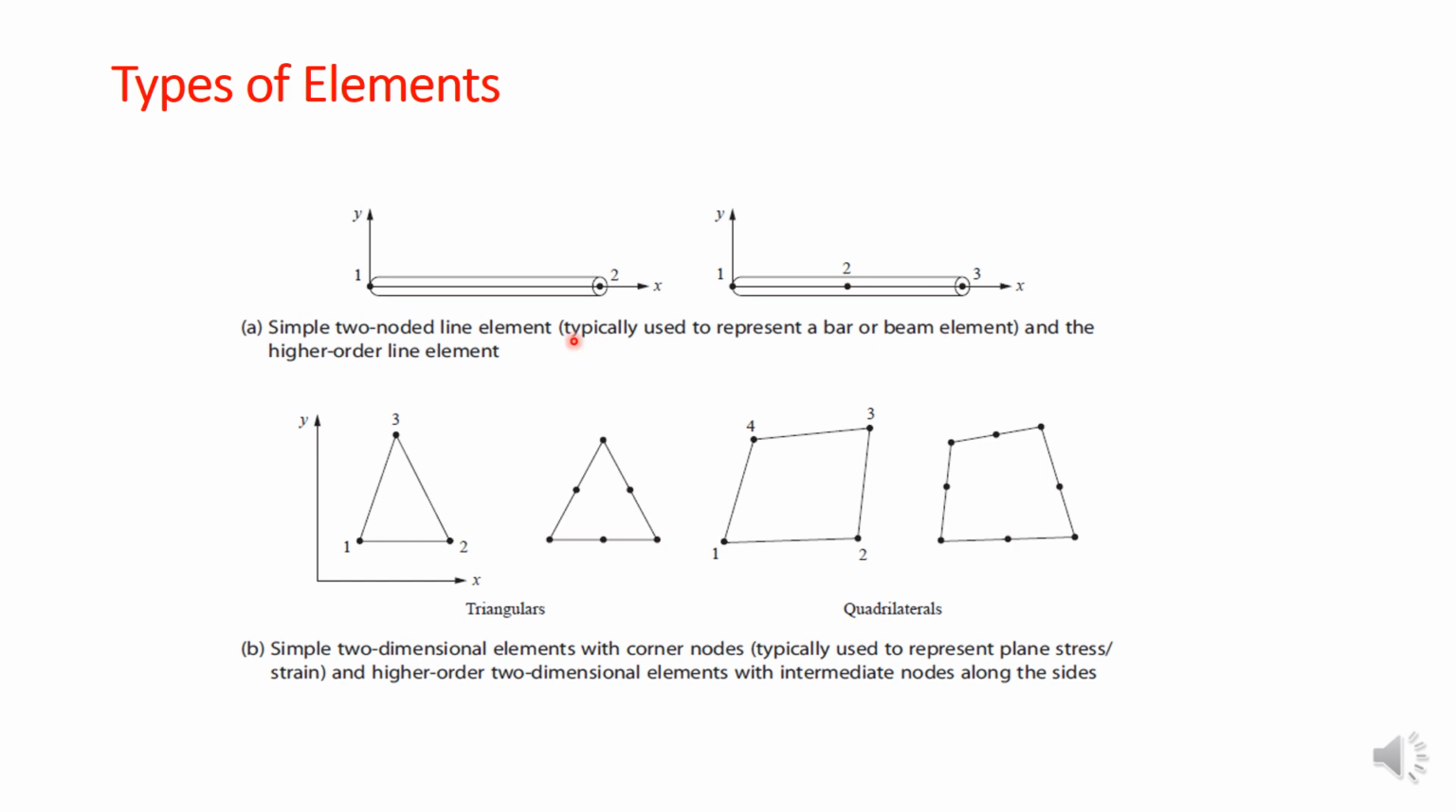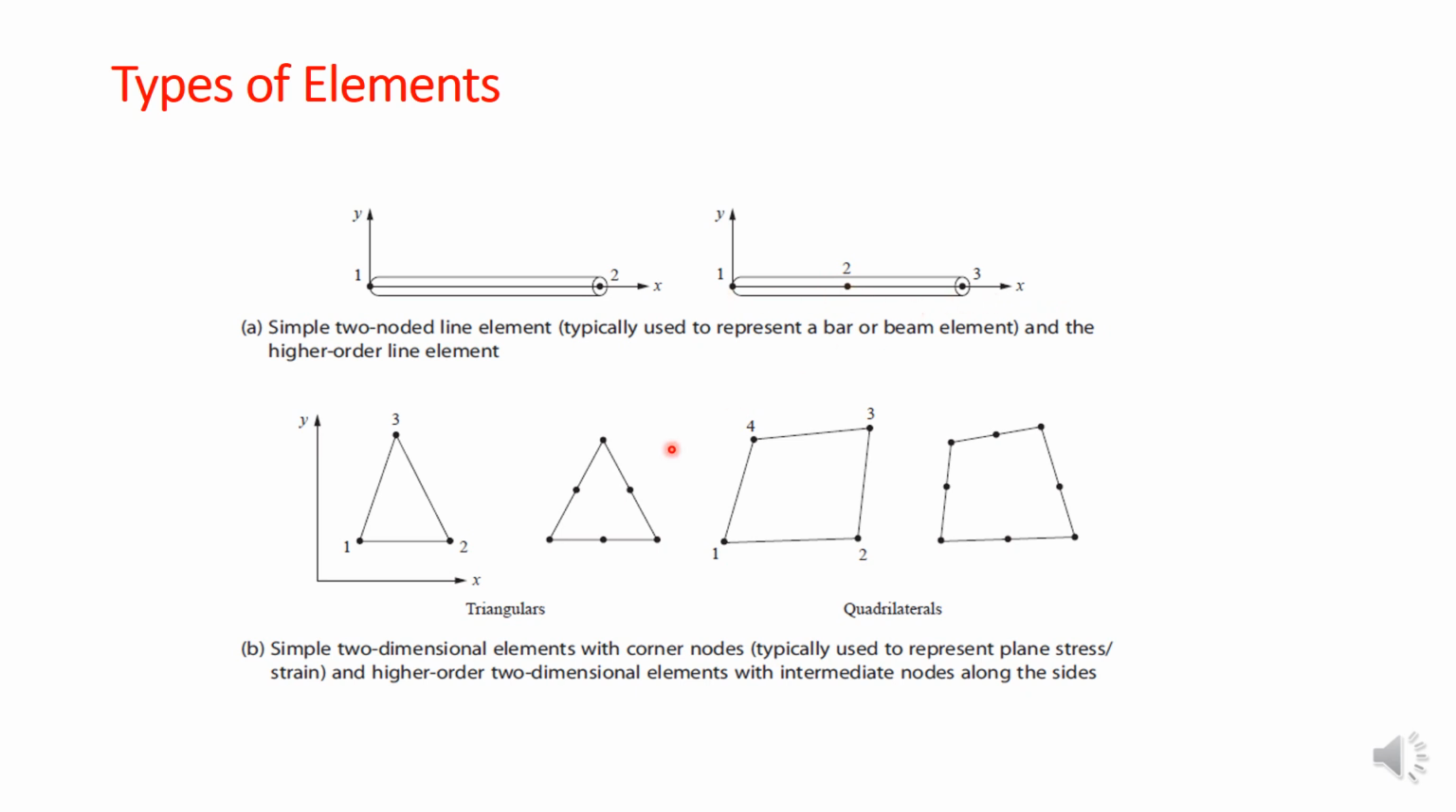Here, this is a two-noded line element. This can be used for representing a bar element as well as a beam element. Here, this is a higher order line element which has three nodes, two at the ends and one middle node. We can even have more nodes in between the end nodes.